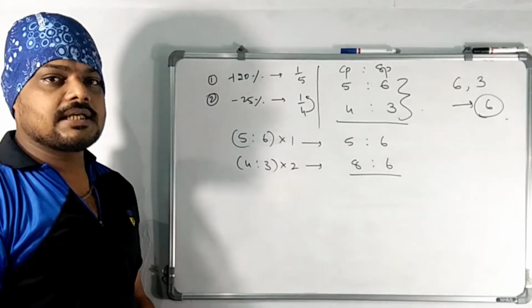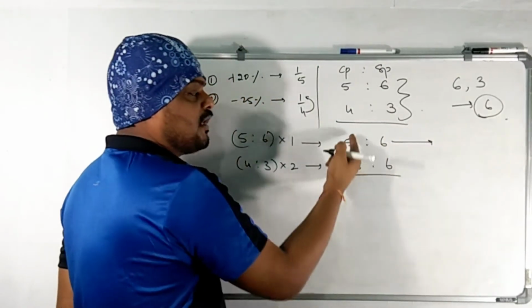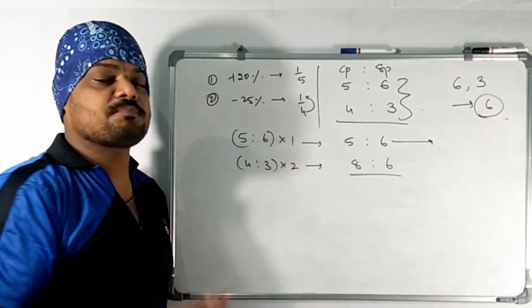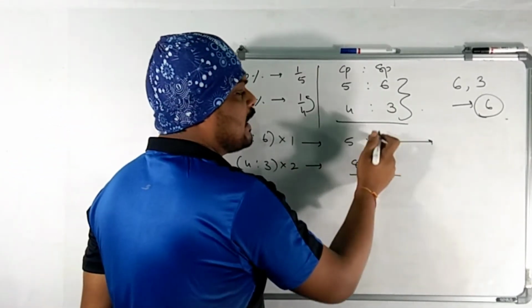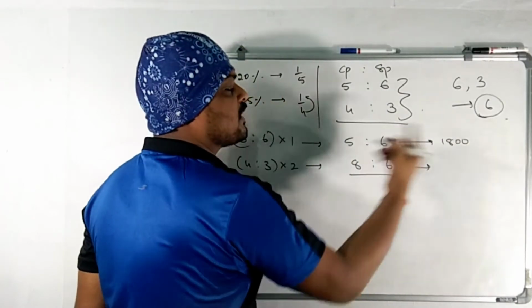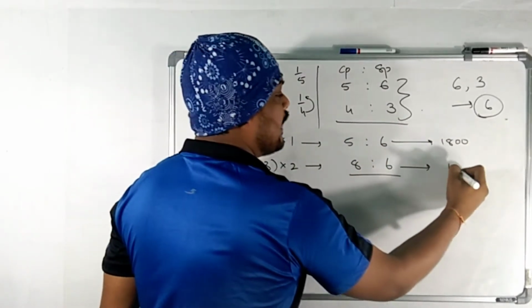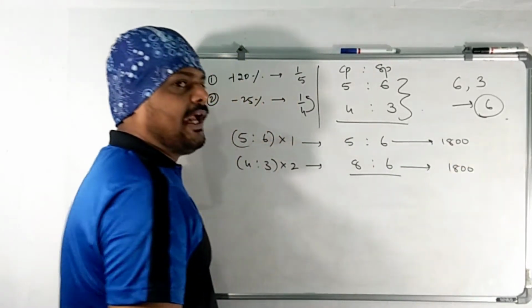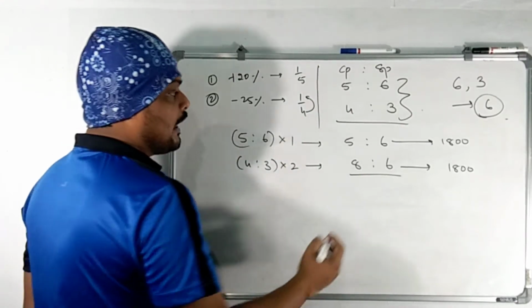And then what is the condition of the question? The condition of the question is to find the cost prices of both the articles. So here, what is the selling price for the first article? It is given as 1800. And what is the selling price for the second article? Again it is 1800 rupees, right?